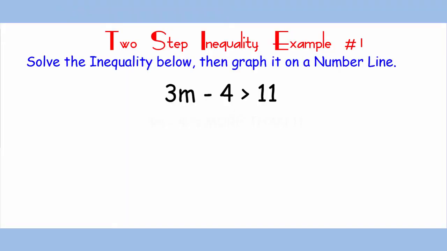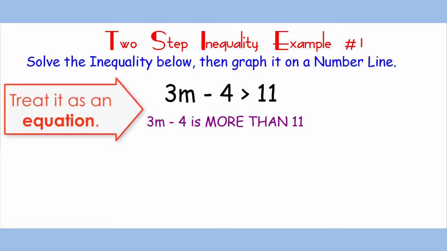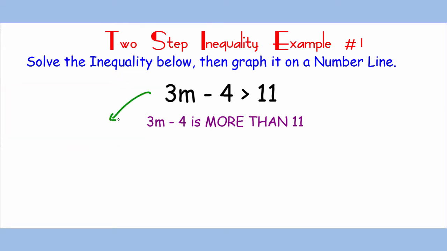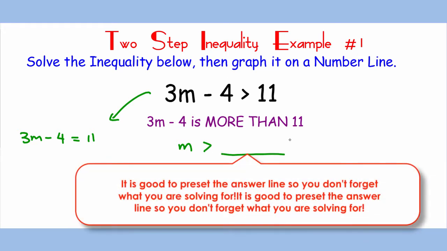Now let's apply the concept to solving inequalities. The first example says 3m minus 4 is more than 11. So before you even think about what the answer is, treat this question as an equation. So we will solve this as 3m minus 4 equal to 11, but we want our answer to be m is greater than a number. It's always good to preset the answer so you can just fill it in later.